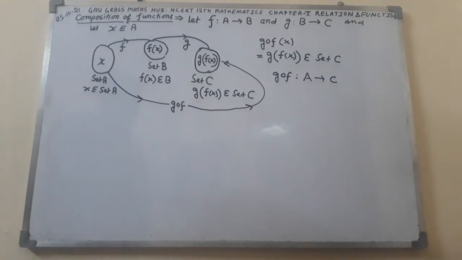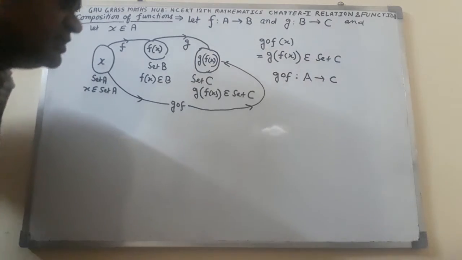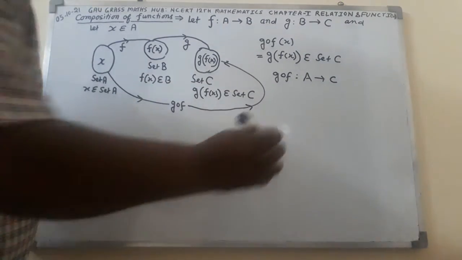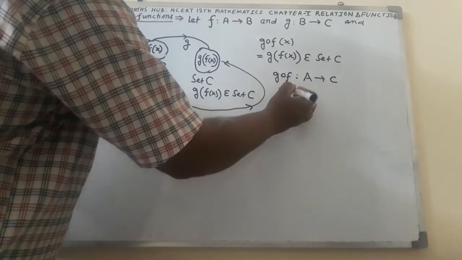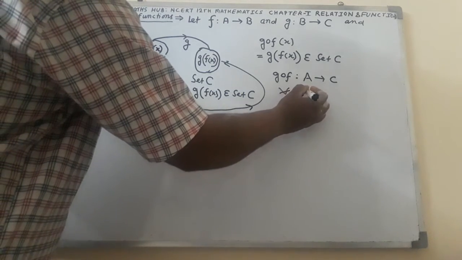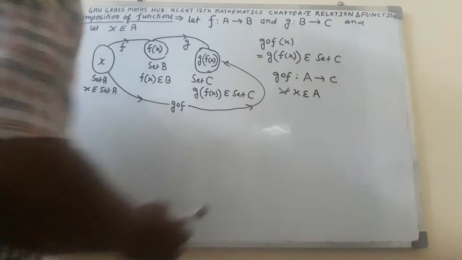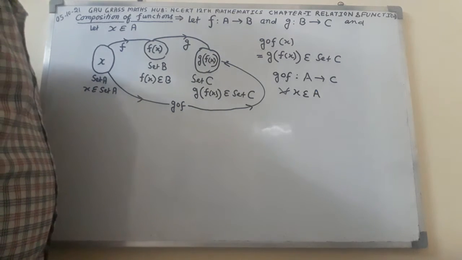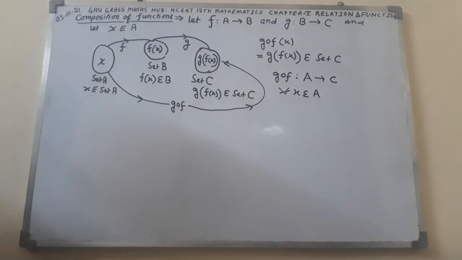Now what to do next? Next I shall write: for all x belonging to set A. Now we shall take a question related to composition of functions, and see how the composition of functions rule is applied on this question. I shall write the question itself.